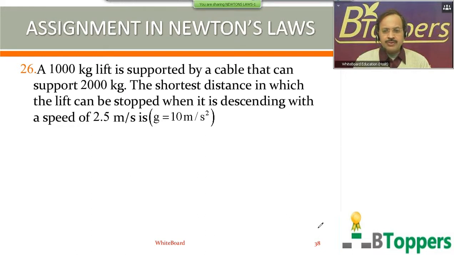So look at question number 26. A 1000 kg lift is supported by a cable that can support 2000 kg. The shortest distance in which the lift can be stopped when it is descending with a speed of 2.5 meter per second is. This problem is the same model I have discussed earlier. You try to do this problem yourself.